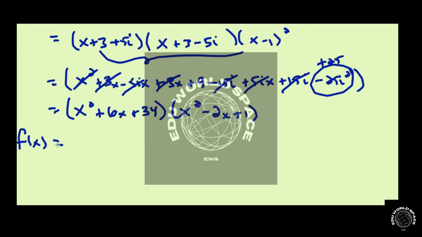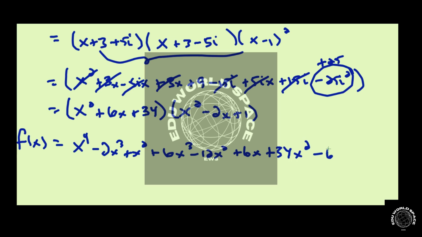Start distributing with the x squared to get x to the fourth minus 2x cubed plus x squared. Then distribute the 6x to get plus 6x cubed minus 12x squared plus 6x. Then distribute the 34 to get plus 34x squared minus 68x plus 34.